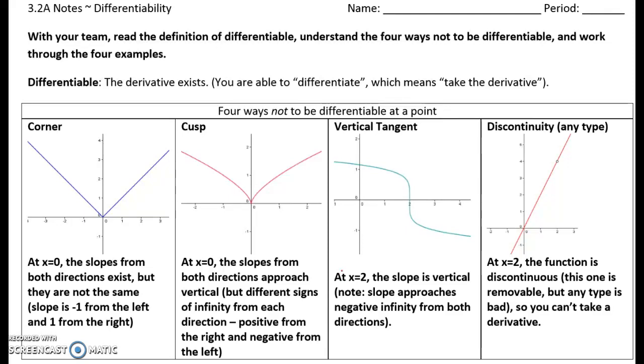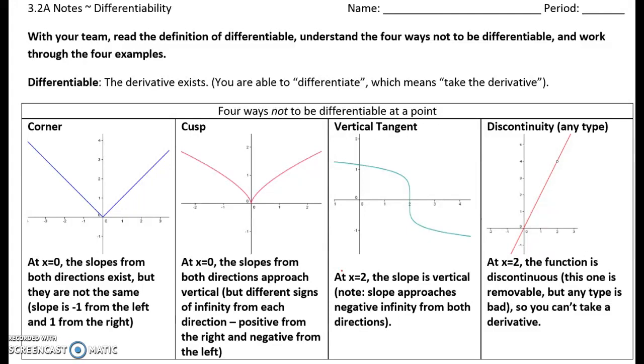Section 3.2 is about differentiability, which really means that the derivative exists at a point. So there are 4 different ways that a function can fail to be differentiable at a point. One way a function can fail to be differentiable is if a corner exists at the point.